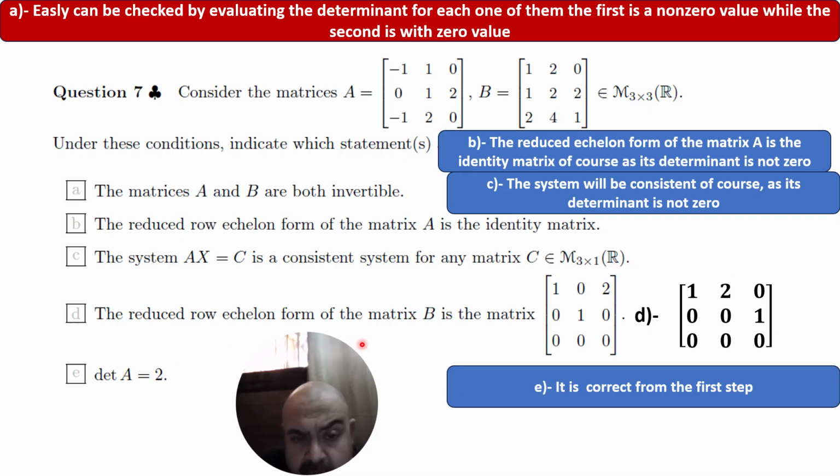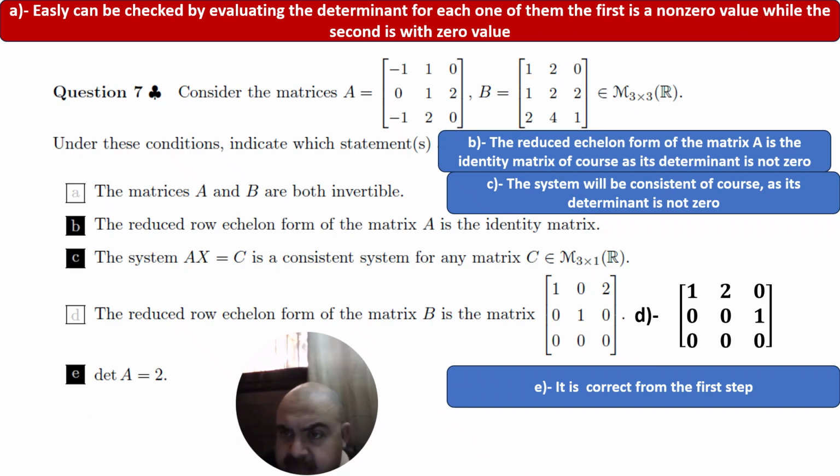The reduced row echelon form for matrix B, the matrix is this one. So all I have to do is try to get the reduced echelon matrix for B. Multiplying the first row by negative and adding it to the second row. Multiply the first row by -2 and add it to the last row. Then finally, you will have to multiply by a half. This 2 is going to be 1 and eliminate it. So that's the row reduced echelon form for matrix B. And of course, it doesn't equal option D.